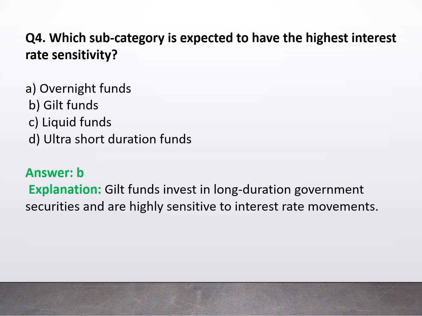Correct answer is option B. Gilt funds. These funds are invested in long-term duration government securities and are highly sensitive to interest rate movements.